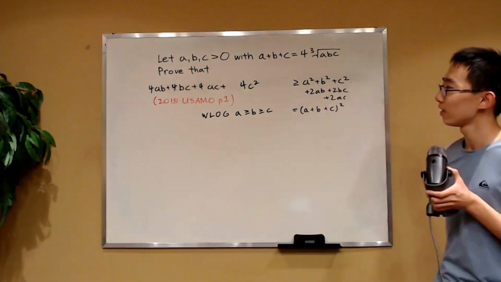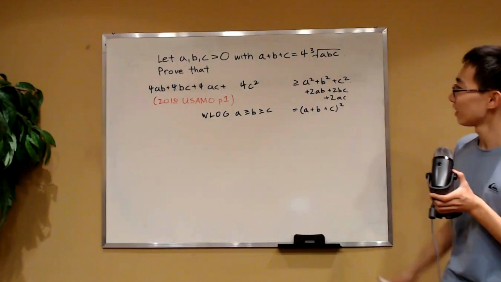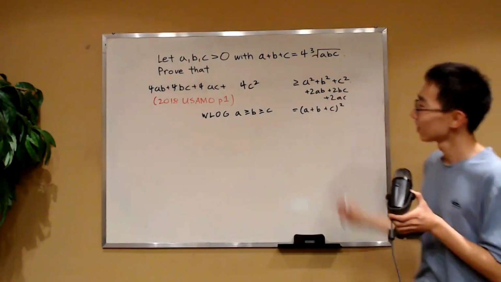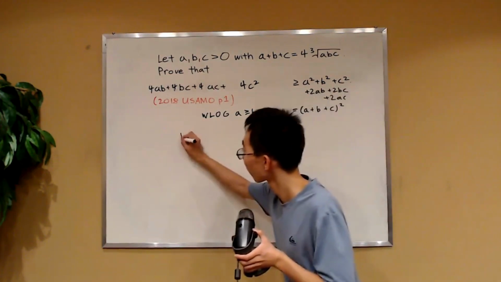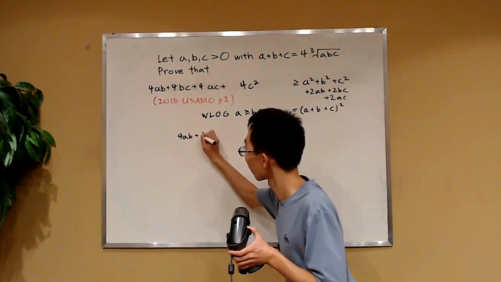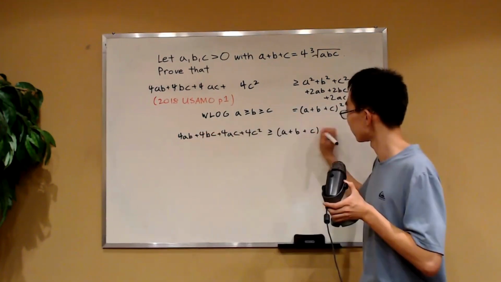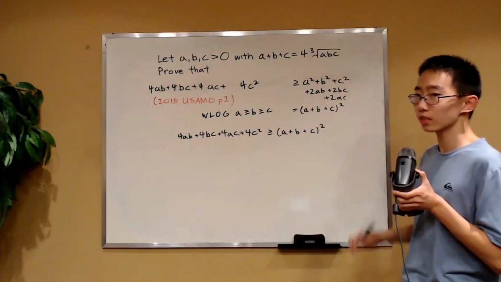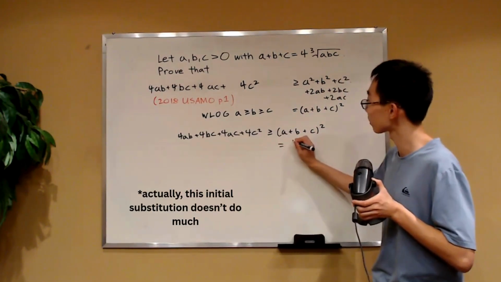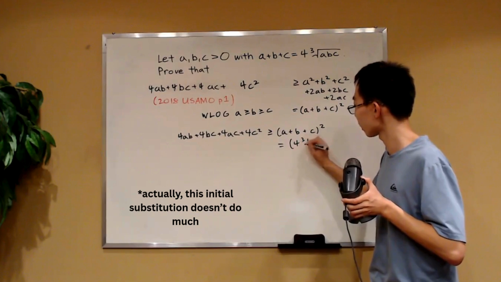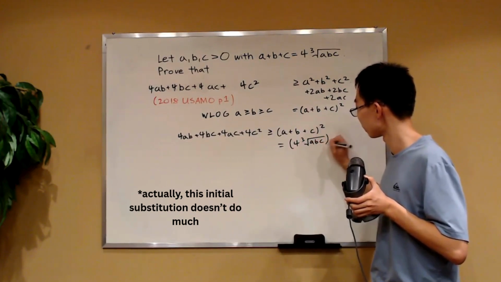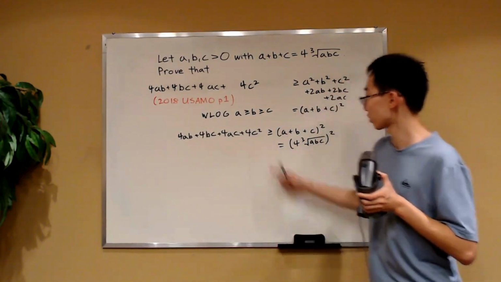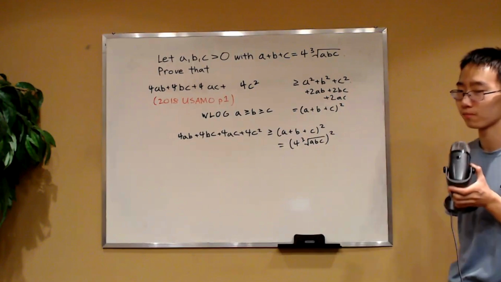It's a factored form. I'm just going to rewrite the original inequality because it looks kind of messy. So the original inequality becomes 4ab plus 4bc plus c squared. But remember, a plus b plus c, we have this. So let's just get it over with. Let us replace it with 4 times the cube root of abc. Okay, now we want to prove that this expression is greater or equal to this expression.